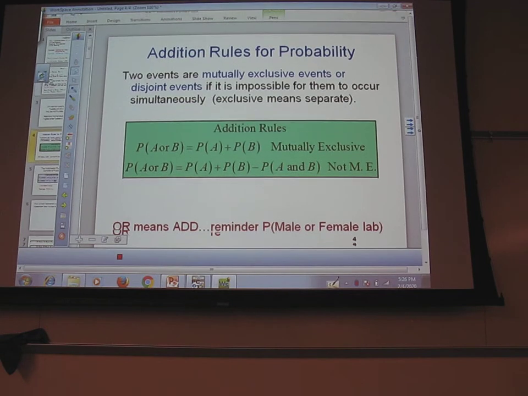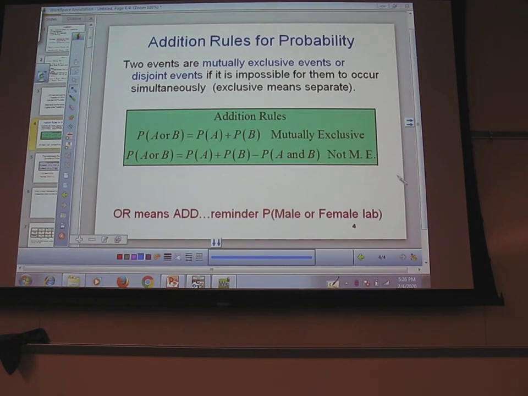Okay, let's start in with this. Megan, go ahead and read. Two events are mutually exclusive events or different events if it is impossible for them to occur simultaneously. Great. Mahika, go ahead and read the first one. The addition probability of A or B is equal to the probability of A plus the probability of B, and that's mutually exclusive. Excellent, thank you.